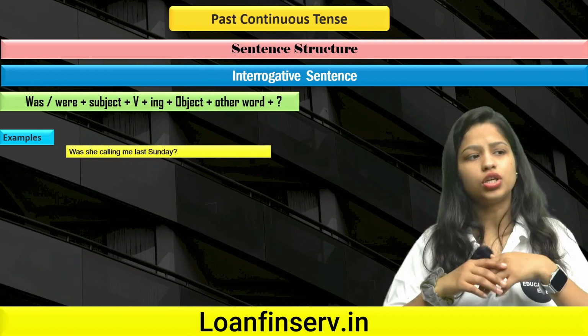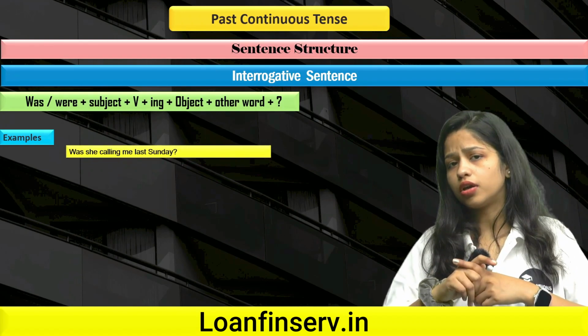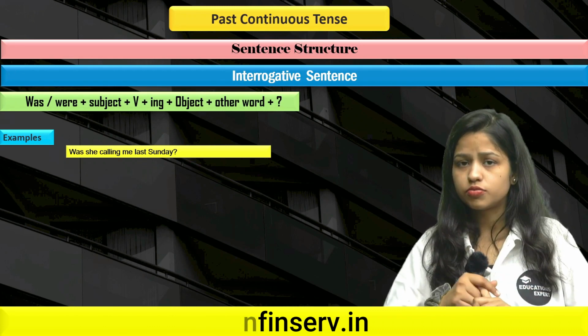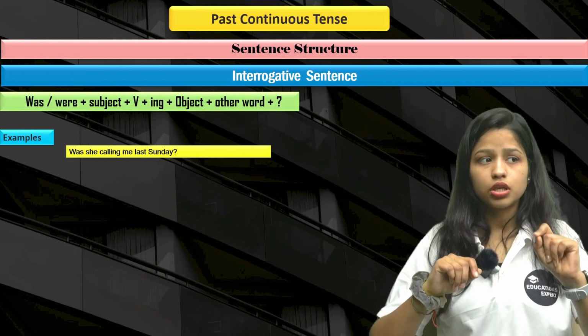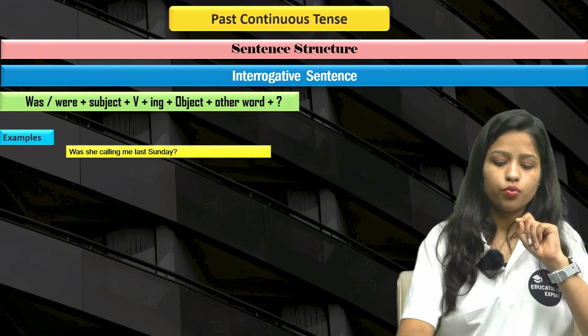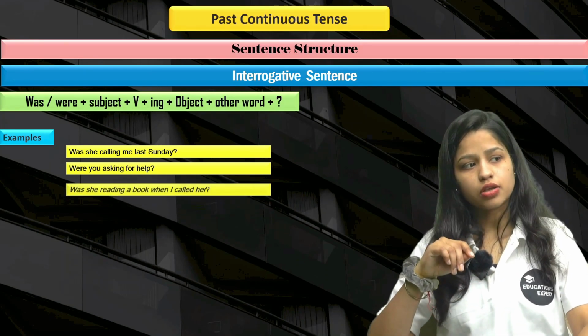So, was she calling me last Sunday? She again is a singular subject here. That's why we have started the sentence with was. Was she calling me last Sunday? Were you asking for help?